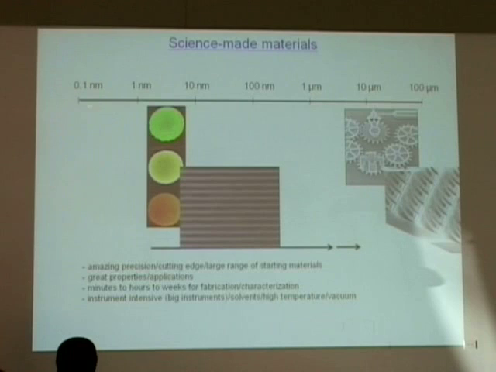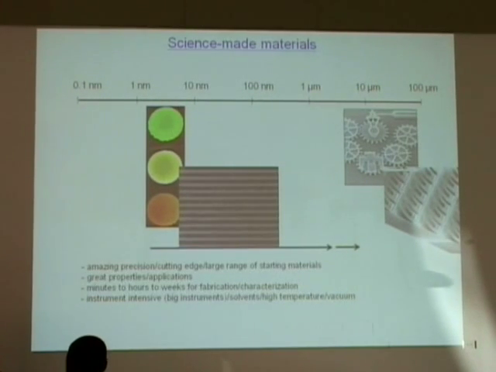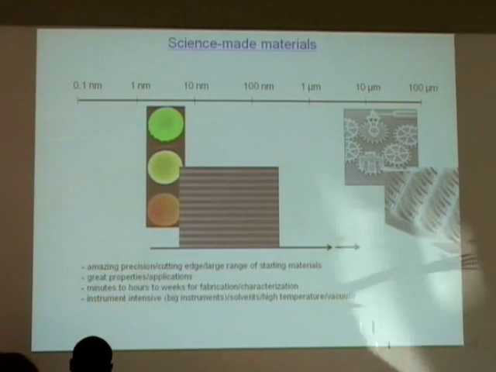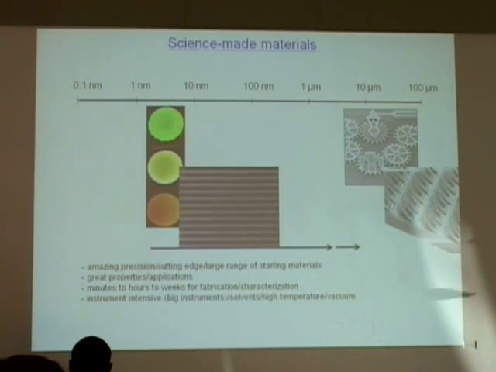So let's look again at our ruler, the same scale. We see all the different sizes of these materials that we just talked about. What do we know? We know that we can make these materials on the science bench with amazing precision. These are at the cutting edge of making these types of materials. The materials have tremendous properties and give them great applications. And they're made maybe in minutes, hours to weeks. It takes a while to characterize these, so it takes a while to make good materials. And we know that they're instrument intensive. So you have to have big instruments, solvents, high temperature, and vacuum to make these well.